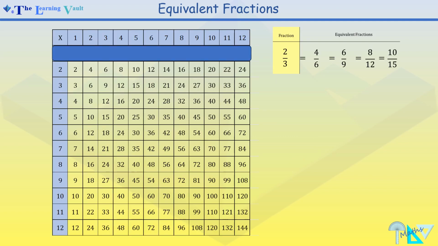Now there's another fun way of looking at equivalent fractions using a multiplication grid. So we have our 2 and 3 as our factors above, and to find the equivalent fractions, we'll only need to go down the multiplication grid. So for the first one, we'll find out the equivalent fraction is 4/6 with a multiplier of 2.